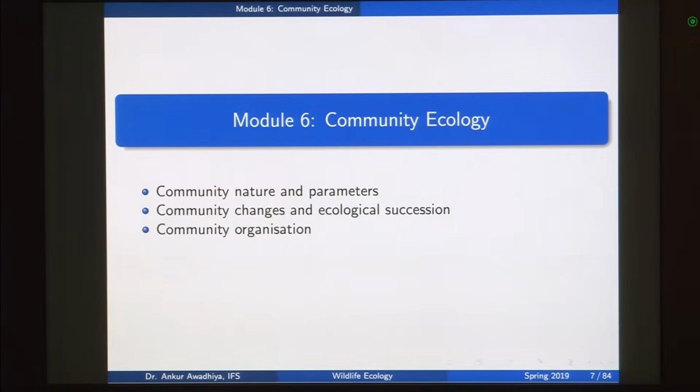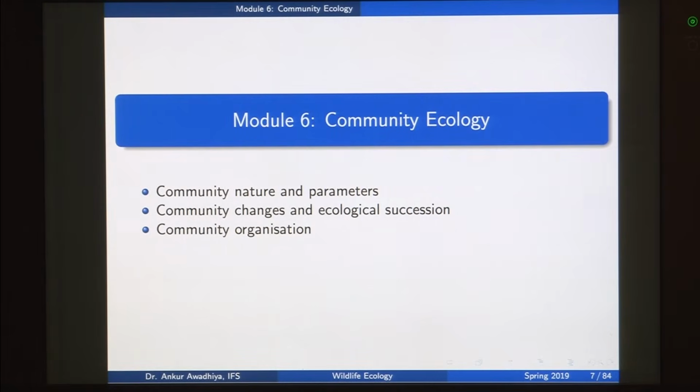Now in this module we will be having 3 lectures. The first one is community nature and parameters. What is the nature of a community? What are the specific traits that we can discern from a community? How is one community different from another community? What are the species that are found in a community? Is there any specific relationship between species and communities, and so on.